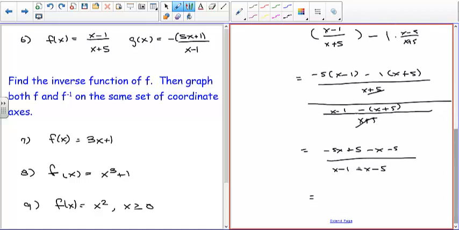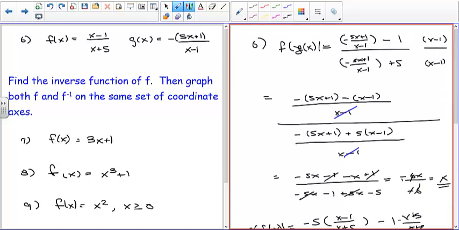Okay, so this cancels out with that. This cancels out with that. So I have negative 6x in the numerator, negative 6 in the denominator. That comes out to be x. So let's go back to this first one and see where I made a mistake.